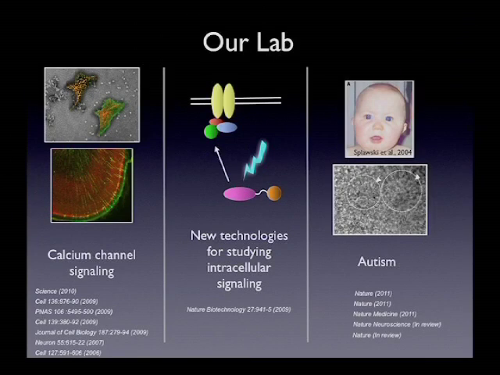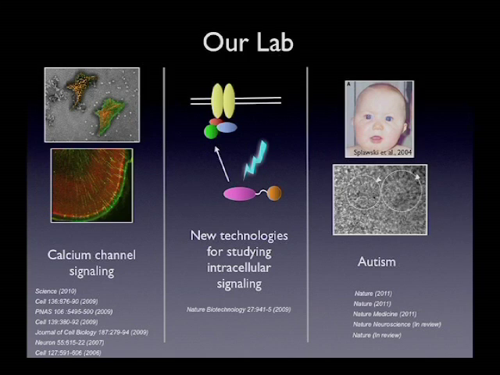So this is sort of what my lab does. There's a part of my lab that still works on ion channel biophysics. There's a little part of my lab that has worked on developing new technologies for studying signaling pathways in cells, taking advantage of light activated proteins from plants. But most of what we do is really over here. We've been trying to understand autism and using as many approaches as possible.